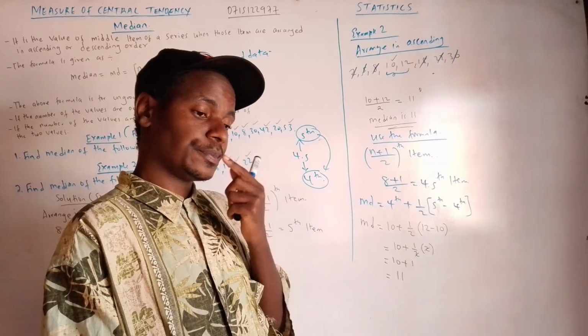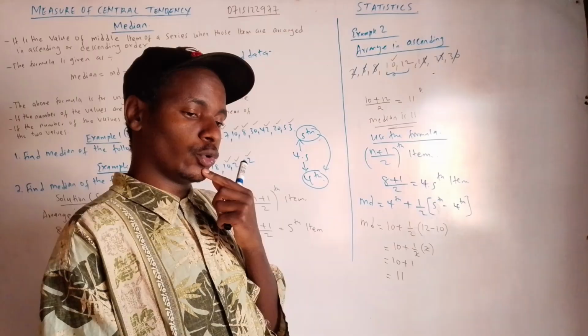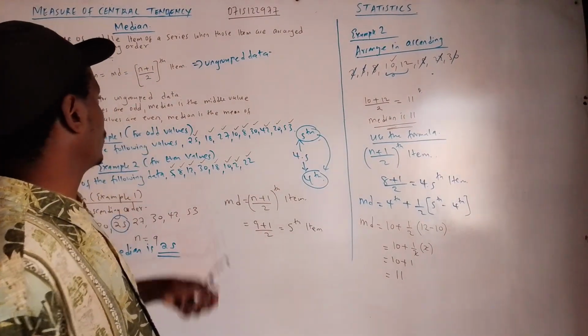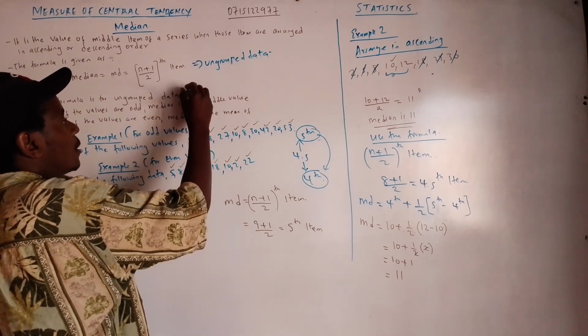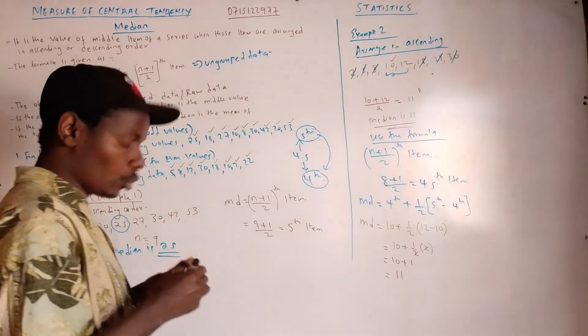So that is all about ungrouped data or the raw data. So these are ungrouped or the raw data. Other people call them the raw data.